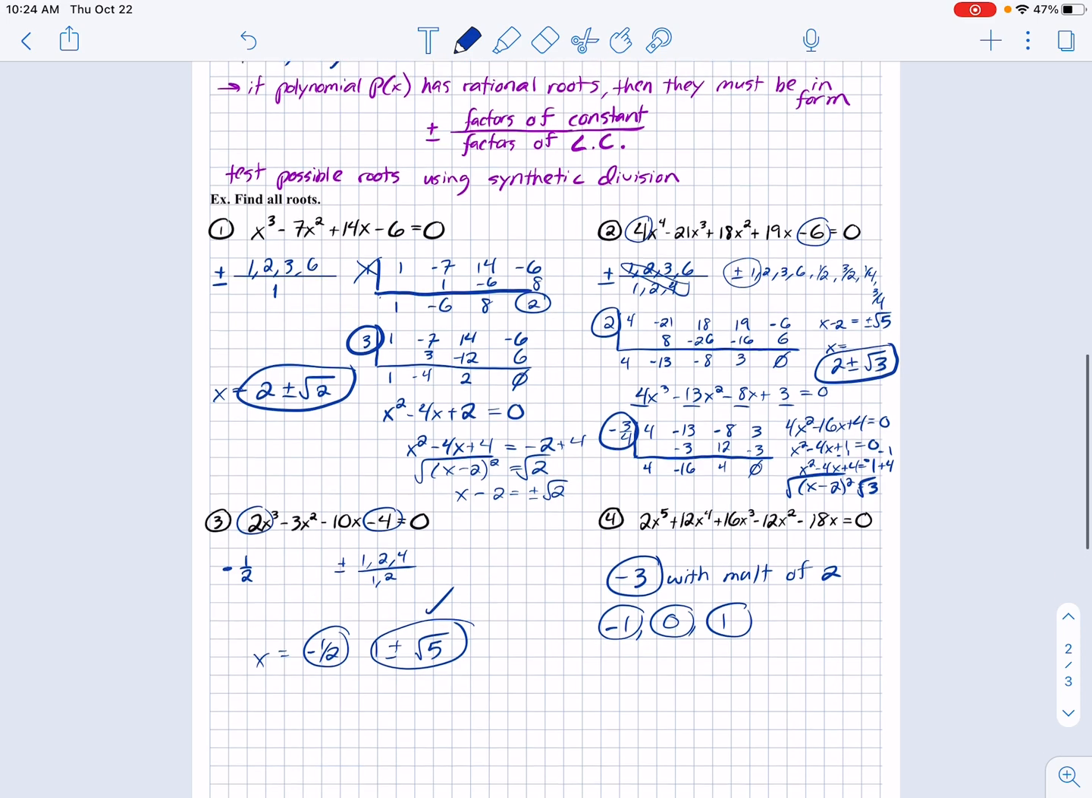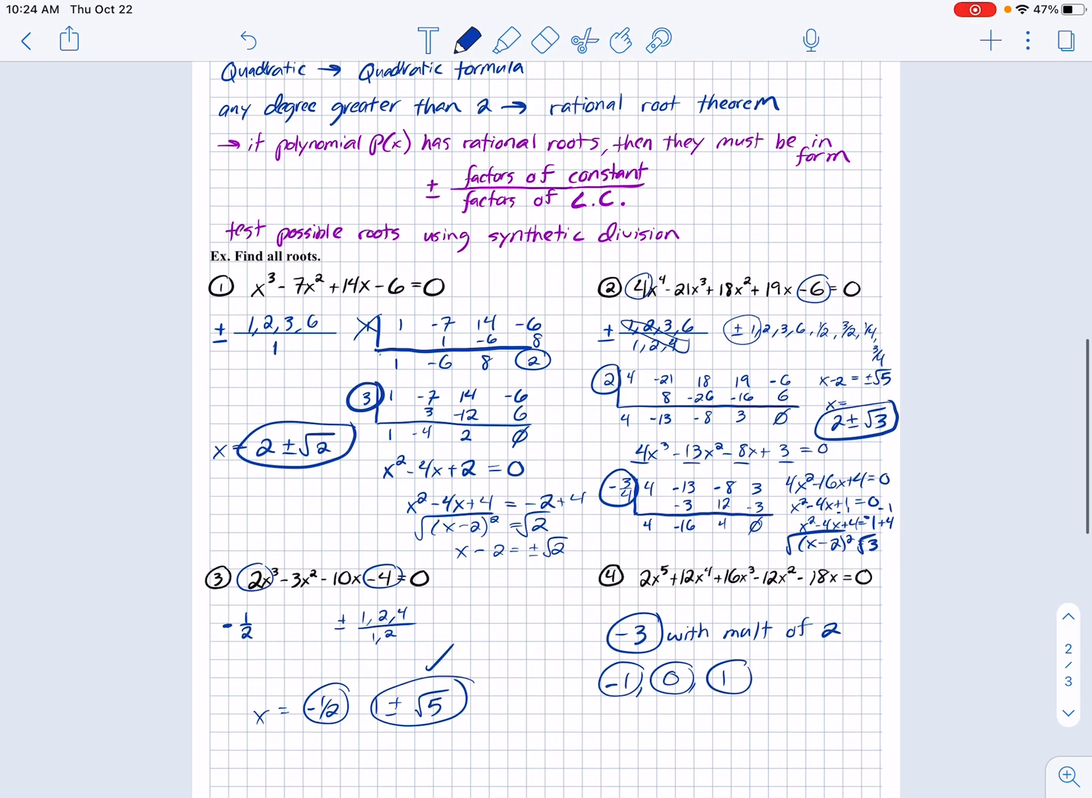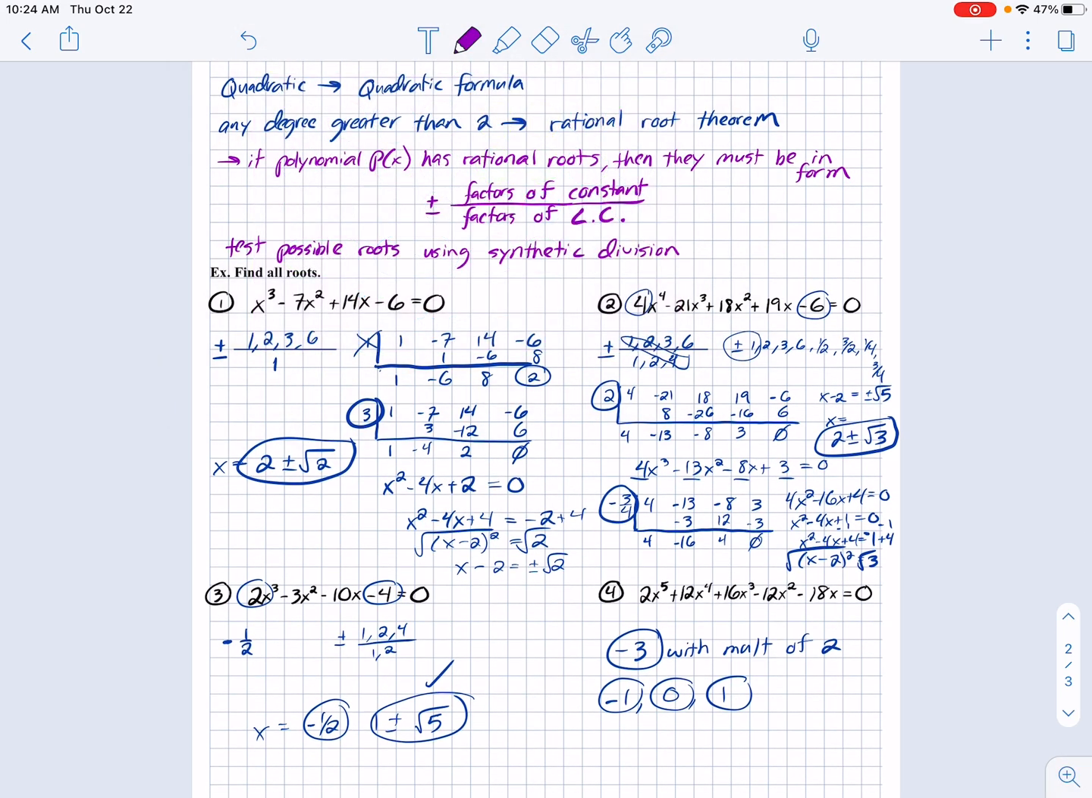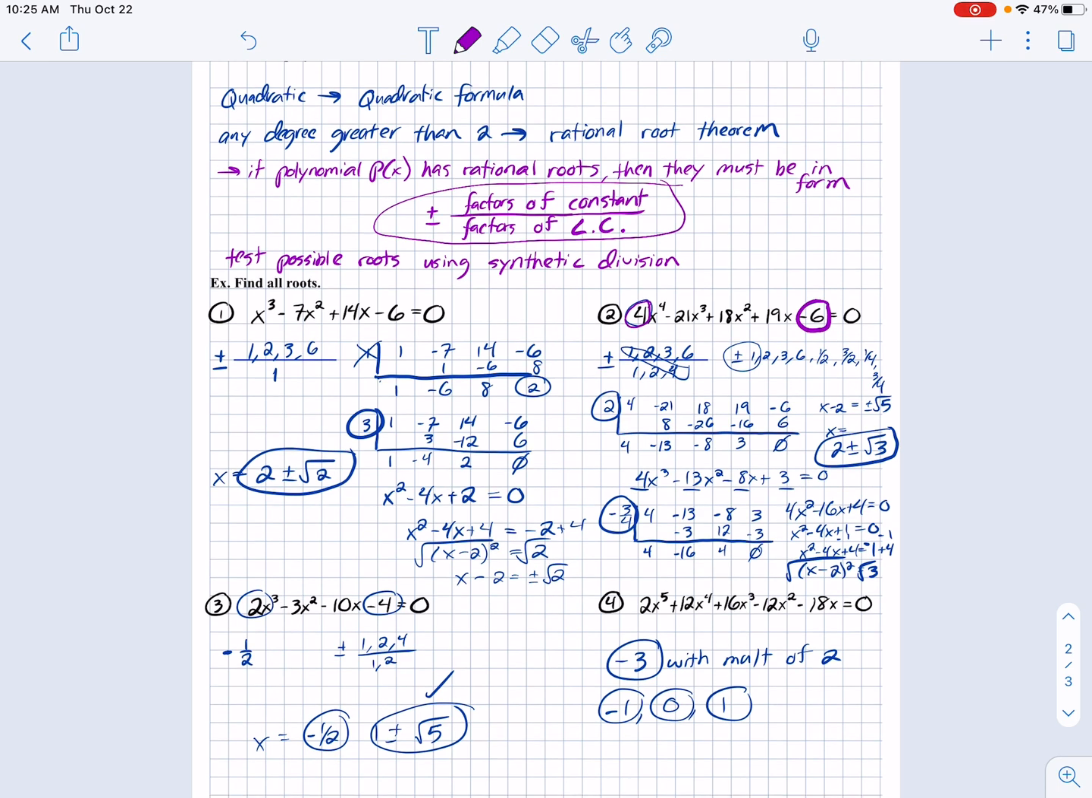I know these problems take some time. The most important piece of this lesson is that you're able to test these roots using synthetic division, and the possible roots that would work are plus or minus the factors of the constant, the last term in the polynomial, over factors of the leading coefficient, the coefficient of the first term. Okay? Plenty of practice tonight. I'll answer any questions you have in class.